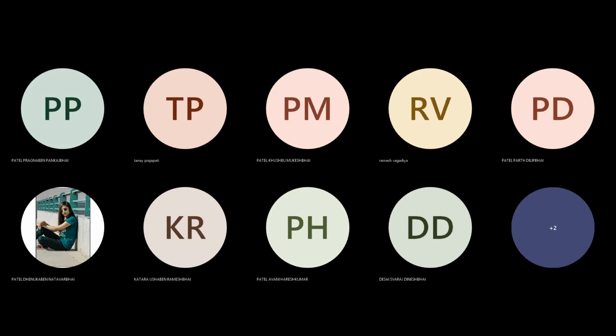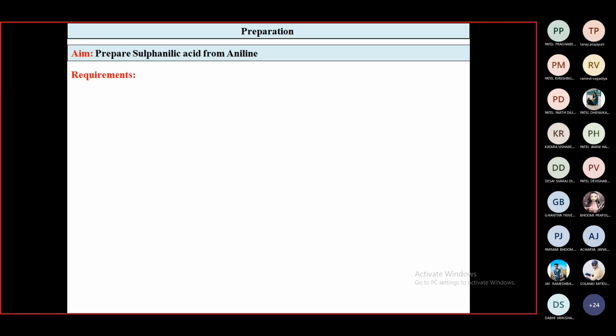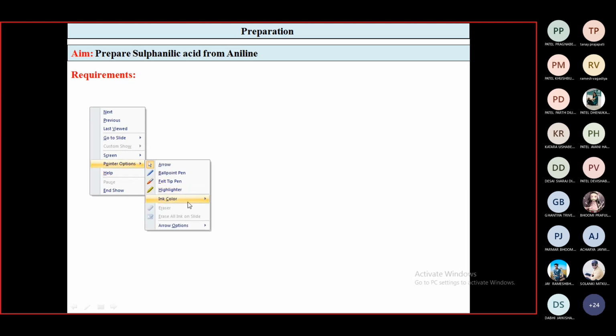Now there are three preparations in paper 505 that I am going to take today on this online platform. So you have to go in a systematic way, trying to understand the mechanism, the reactions, and the calculations for each preparation. The first one is the preparation of sulfanilic acid from aniline. That is a very important preparation. How to prepare sulfanilic acid from aniline.